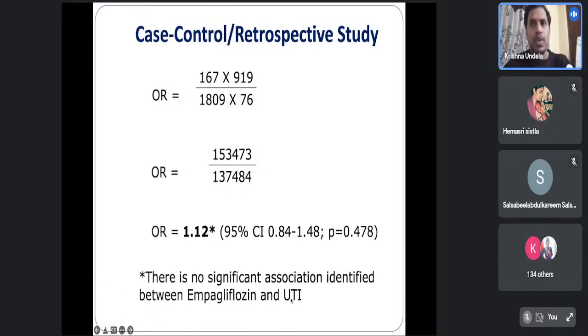Whenever something is not significant, we cannot say that there is more risk or less risk, whatever the value may be. Your value of odds ratio, relative risk, hazard ratio, whatever it may be, we cannot say that there is more risk or less risk. We simply say that it is not found to be significant, or the association is not there. No significant association identified between the exposure and outcome.